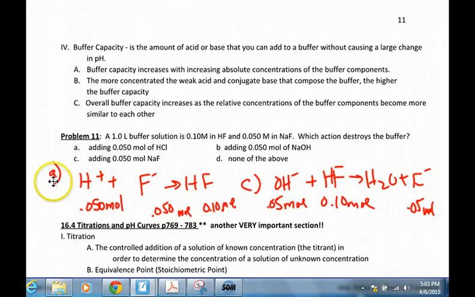So I chose either A or C to be my issues. I don't think adding a salt is going to make a big deal. What's going to ruin your buffer is if you add a strong acid or a strong base. So which one's going to ruin this particular one? So here, if I add 0.050 moles of H plus, what is it going to react with? It's not going to react with the HF, it's going to react with the F negative. So what's going to happen here? Do you remember what you do with stoichiometry?